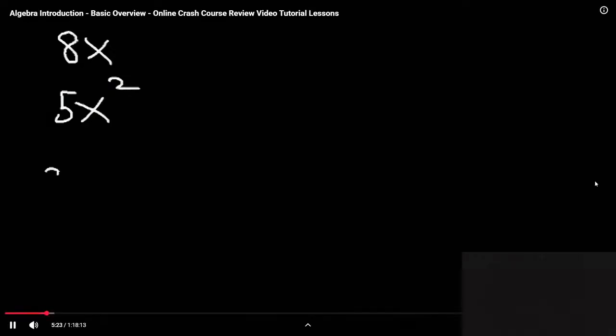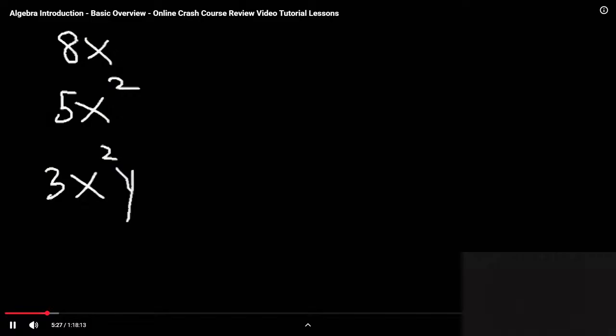So what is a polynomial? A polynomial is a function with many terms. A monomial is simply one term. 8x is a monomial. 5x squared, that's a monomial. Or 3x squared y is a monomial.